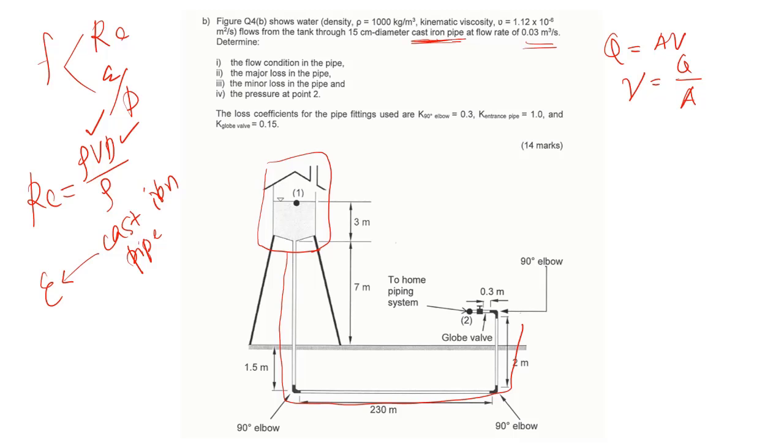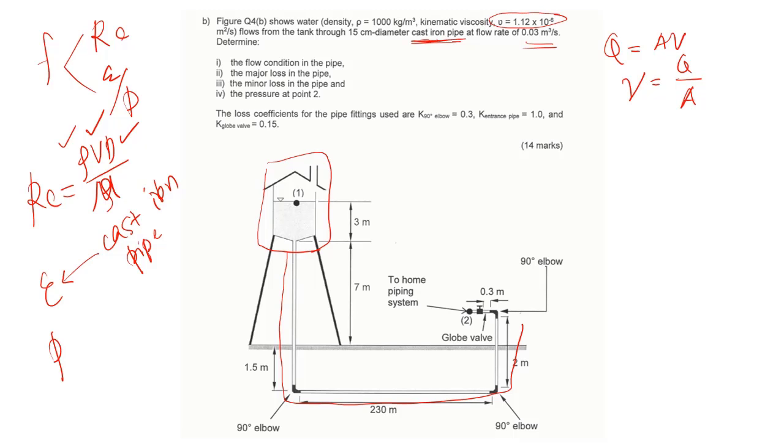Rho is water, so that is 1000. Then over mu. Sorry, mu is not given to us. They have given us 1.12 times 10 to the minus 6. This is the kinematic viscosity.